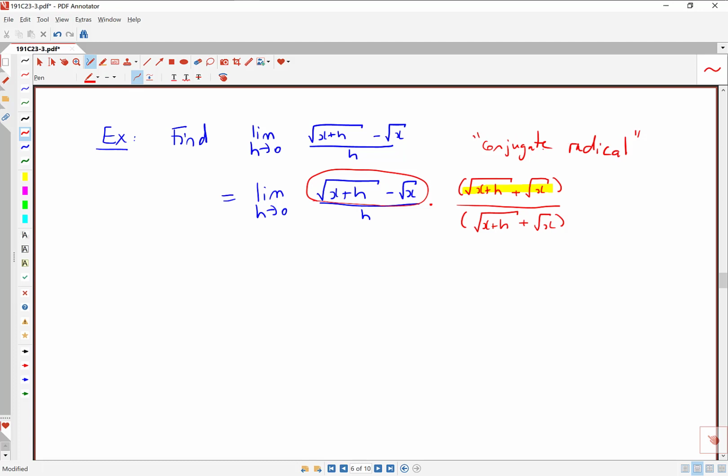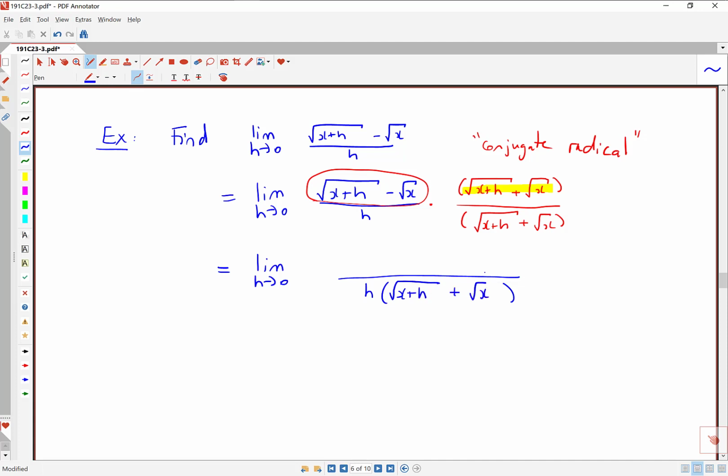That way, when you're reminding yourself of what this trick is, you can remember it conceptually, or you can remember it in words, and you can say, oh yeah, I'm supposed to multiply the top and the bottom by the conjugate radical. So let's see why multiplying top and bottom by this conjugate radical works so well. So we've got the limit as h goes to 0. In the denominator, we're just going to keep everything factored. So h times the conjugate radical.